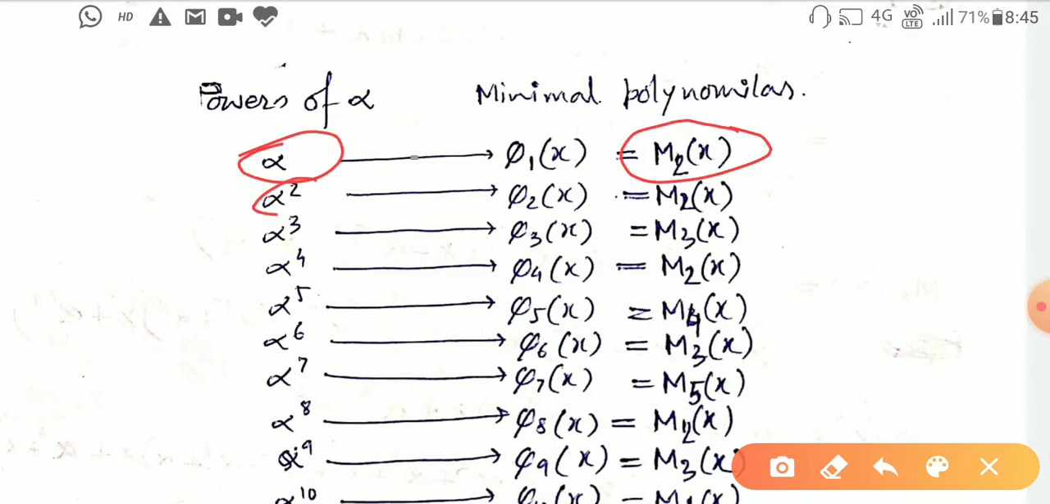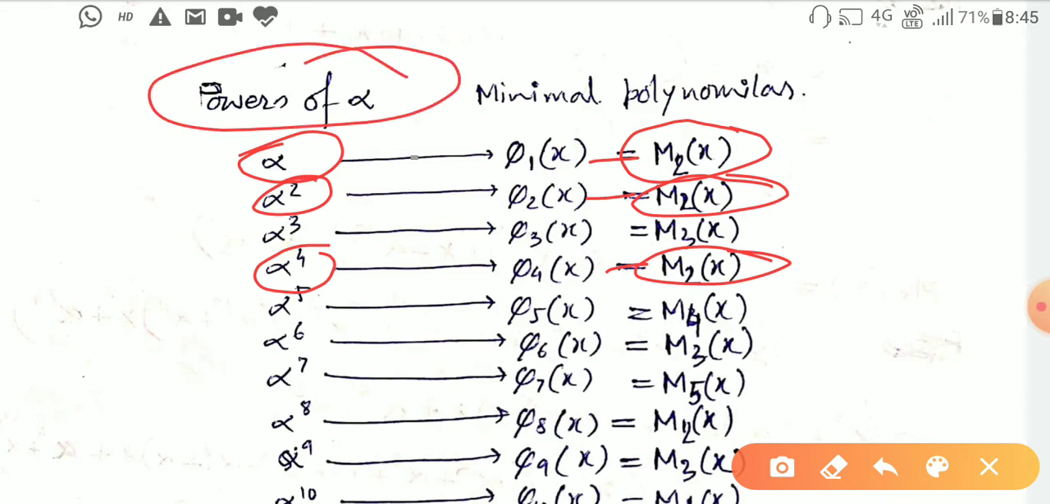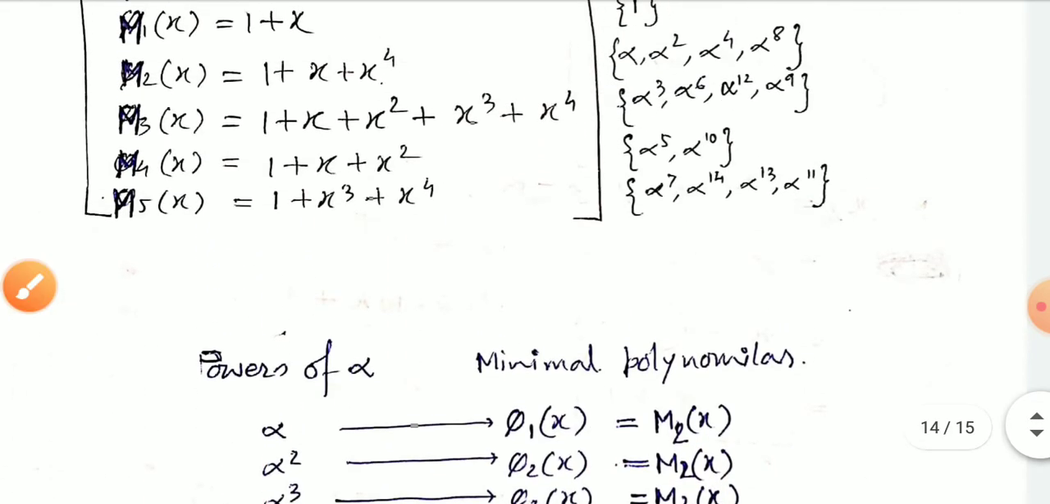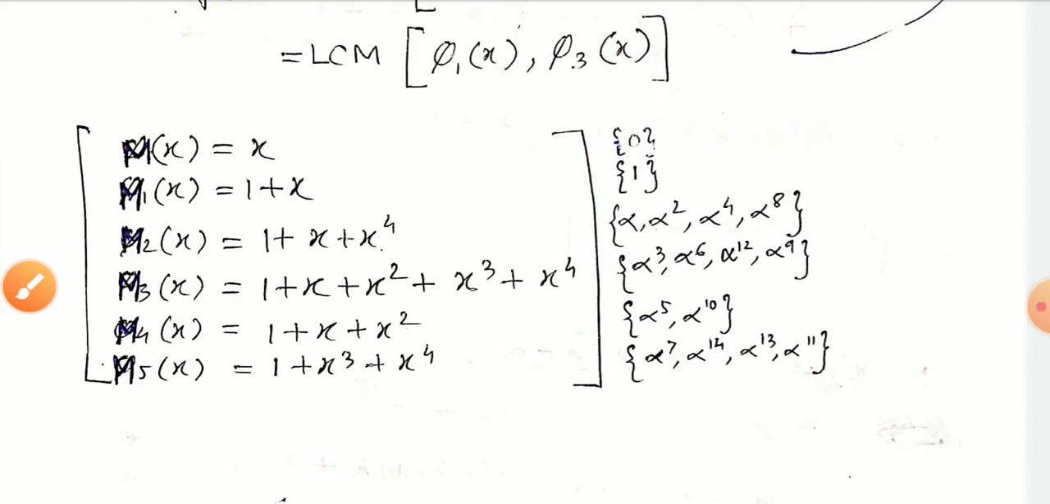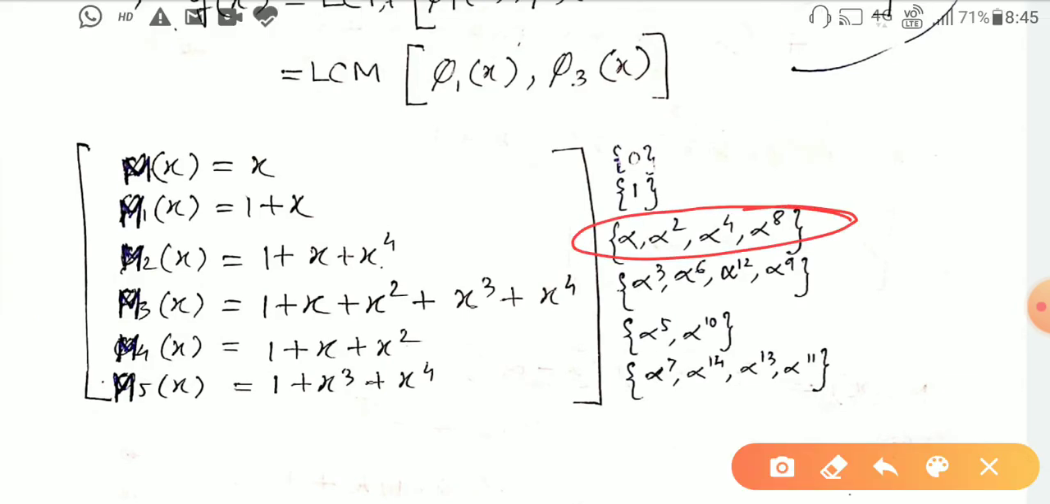For the alpha square also, this is m2(x). For the alpha 4, this will also be the m2(x). So phi 4 will be the m2(x). For phi 2 also m2(x). For phi 1 is also m2(x). Okay. So you have to consider from the previous portion that for this group of positions the value will be m2, and for this individual position the value will be m3(x) in such a way.